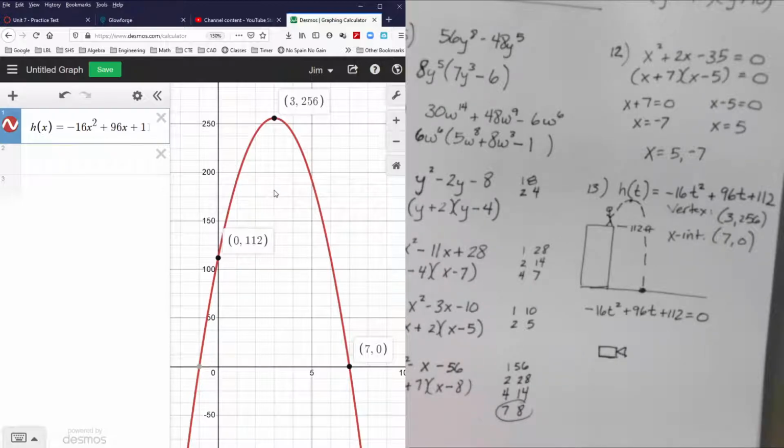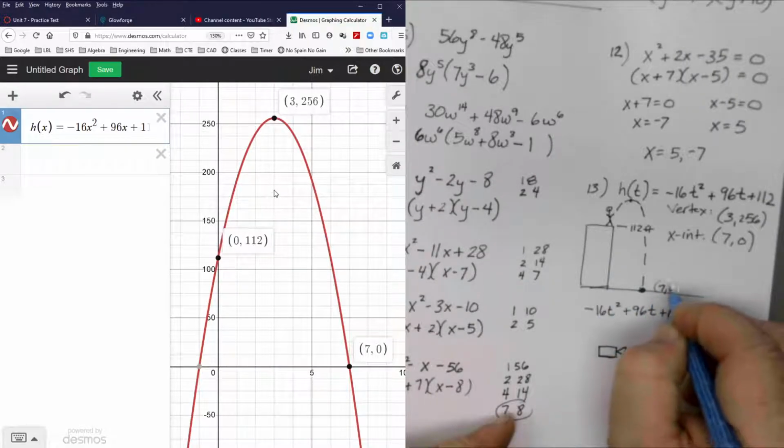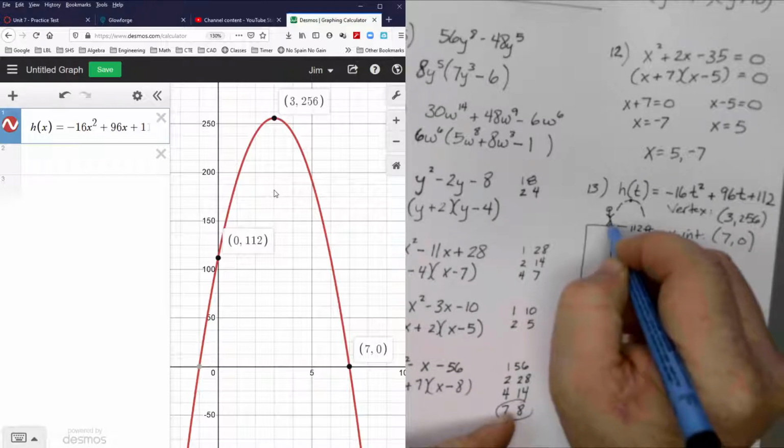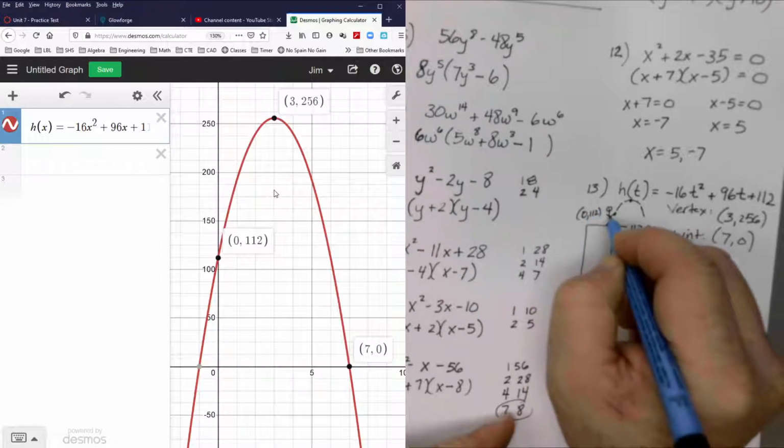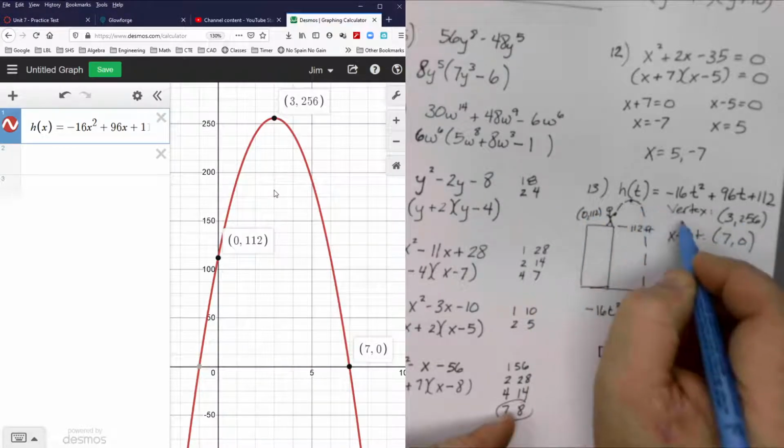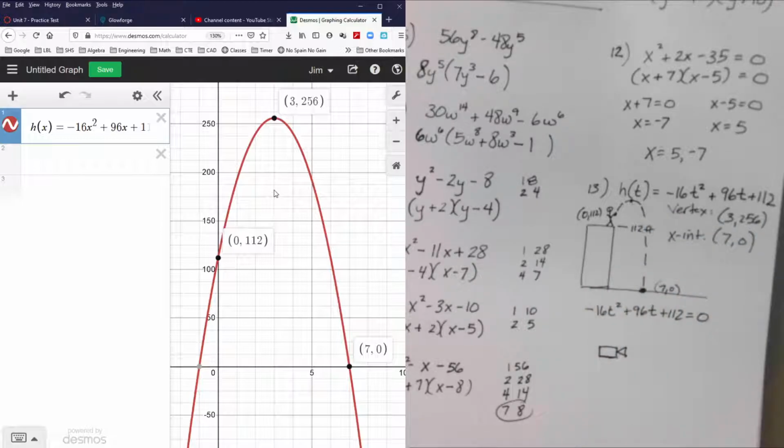Okay. All right. And that's how I would submit that work. You can also do it like this and draw a picture, and that works too. This point here I know is 7, 0. This point here, right here where it's released, is 0, 112, and the vertex here is 3, 256.